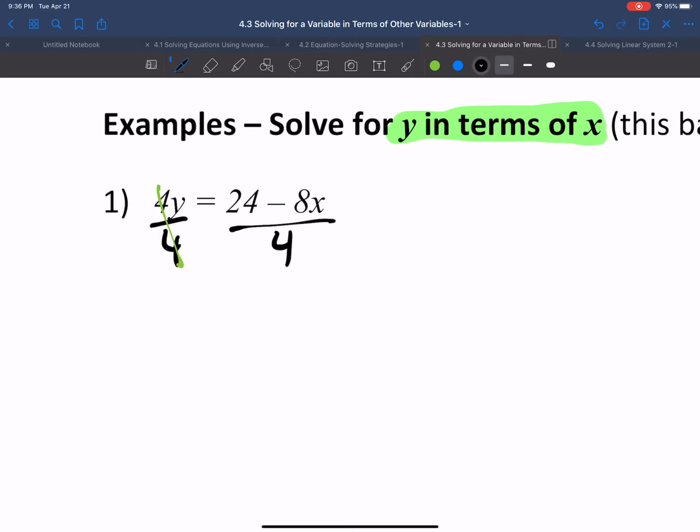The 4's cancel out. They're equal to 1, so I have 1y on that side. And then everything on the right side is divided by 4. So 24 divided by 4 is 6, and -8x divided by 4 is -2x. And that is our final answer.